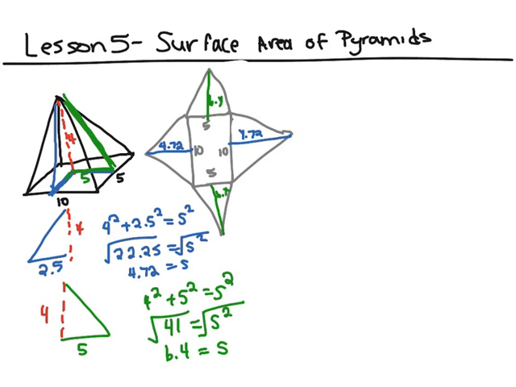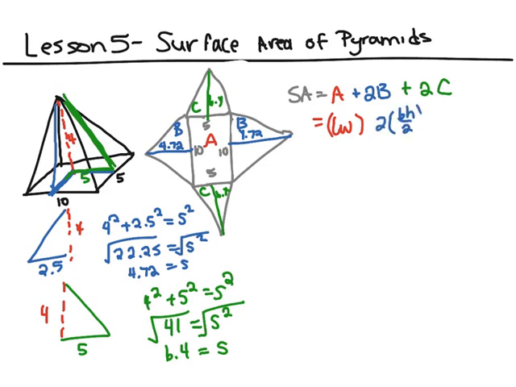Now we're going to label them. So we have 1A. We have 2 blue B's. And we have 2 green C's. So our surface area is going to be equal to A plus 2B plus 2C. The area for A is length times width. B is 2 times the base times the height divided by 2. And C is also a triangle, so 2 times the base times the height divided by 2.